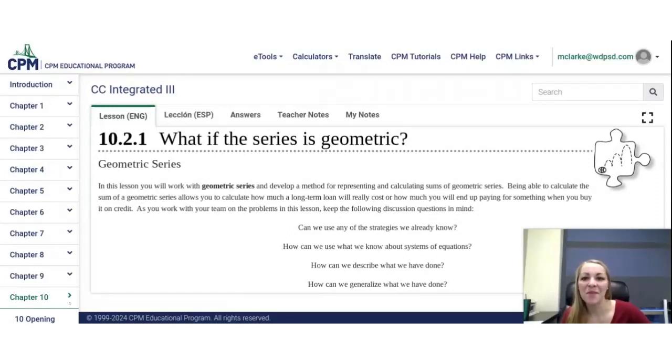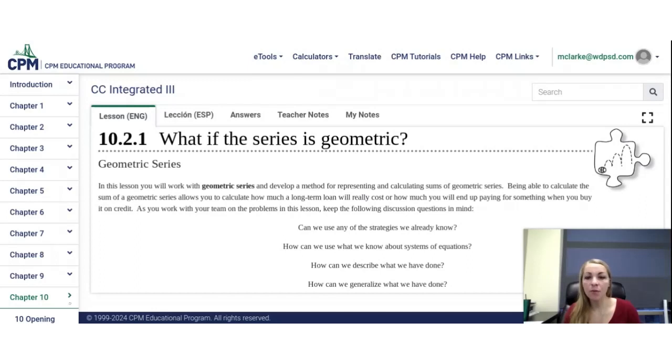All right. Hello, everybody. Today we are going to be talking about geometric series. In the past couple of lessons, we've talked about arithmetic series that are adding by the same number every time. What's going to happen here is we're going to start exploring, well, what if we multiply by the same number every time? How do we add things like that up?